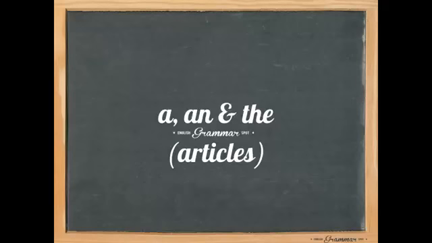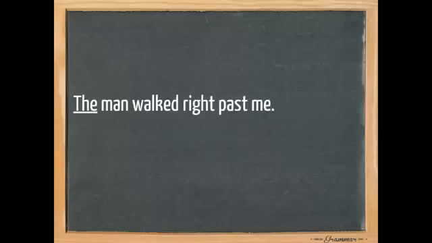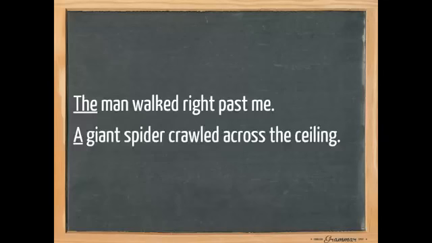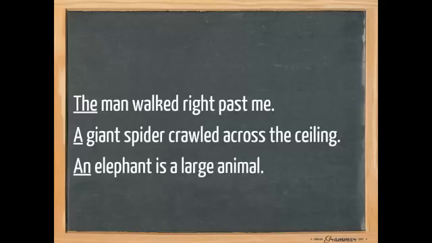This lesson is about a, an and the, otherwise known as articles. Take a look at the following sentences. The man walked right past me. A giant spider crawled across the ceiling. An elephant is a large animal. All the underlined words here are articles.